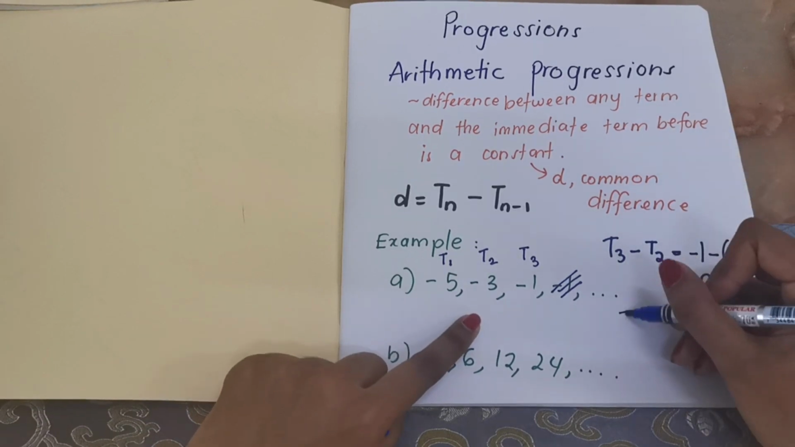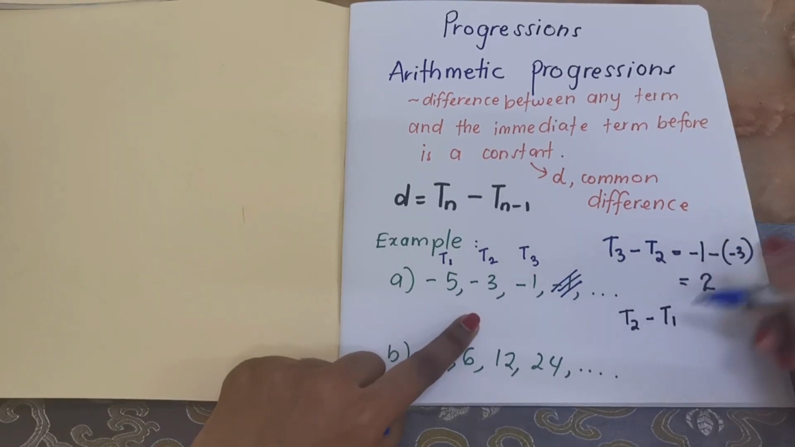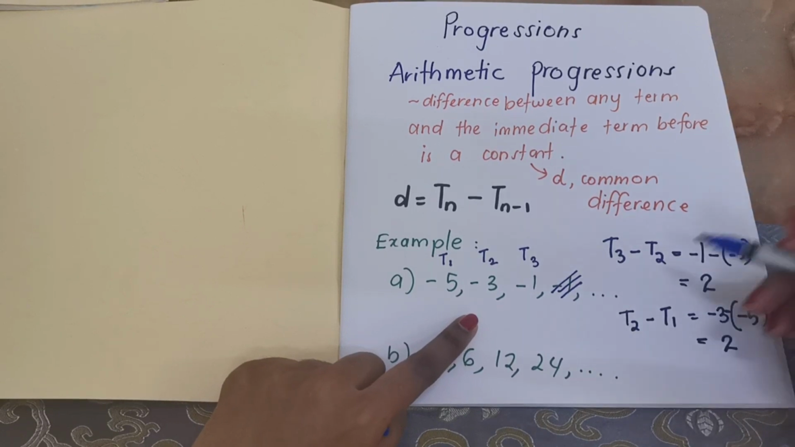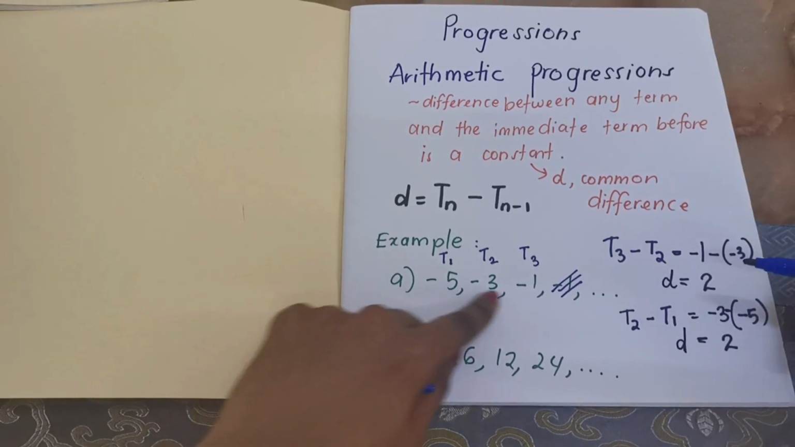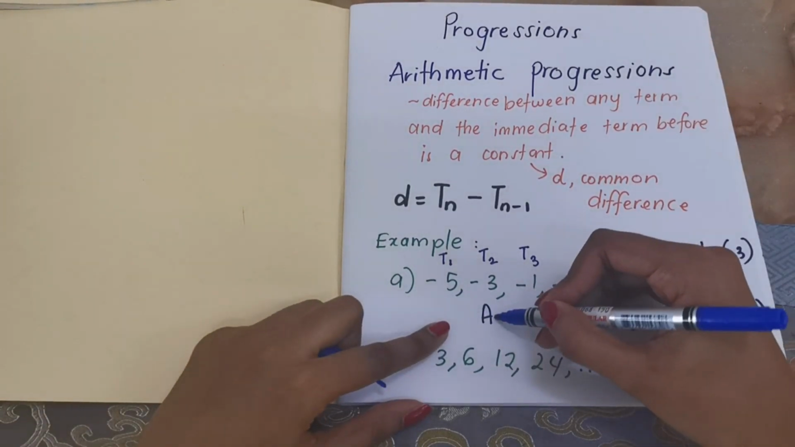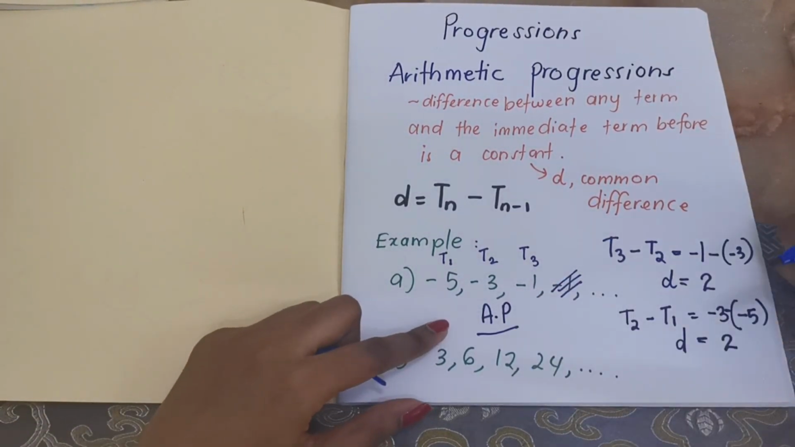Now we take term 2 minus term 1. So -3 minus -5. Here we obtain 2 as well. So the common difference for this term are the same. Therefore, this is an arithmetic progression, AP.